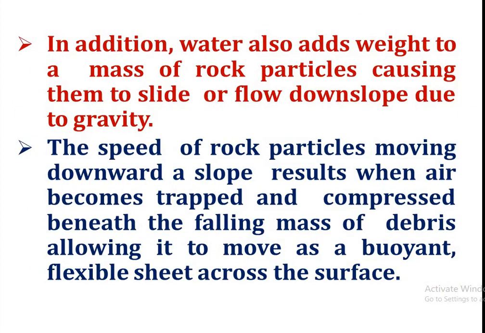In addition, water also adds weight to a mass of rock particles, causing them to slide or flow downslope due to the gravity. जब पानी रॉक मास में मिल जाता है तो उसको स्लाइड करने में और फ्लो डाउन स्लोप करने में भी मदद करता है. The speed of rock particles moving downward is slow when air becomes trapped and compressed beneath the falling mass of debris, allowing it to move as a buoyant, flexible sheet across the surface.